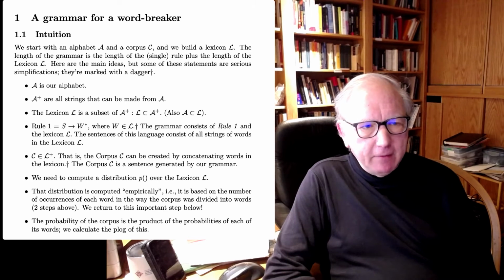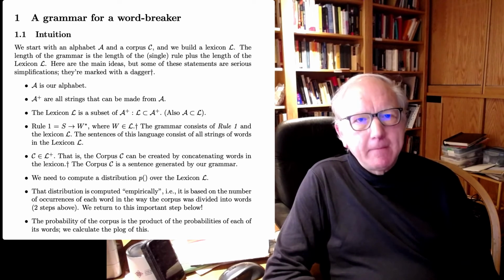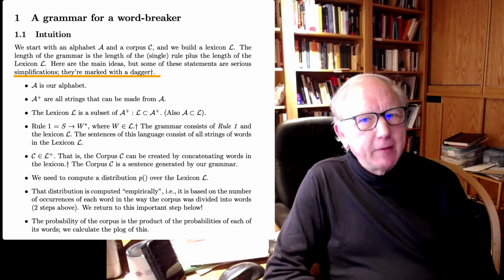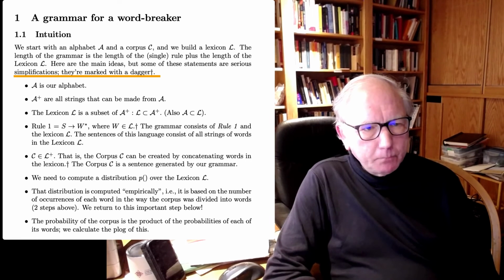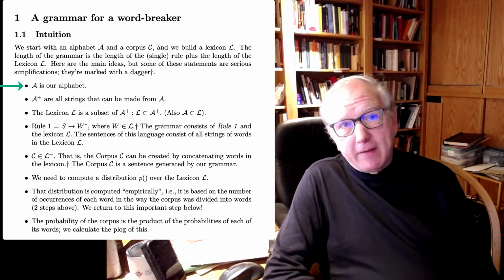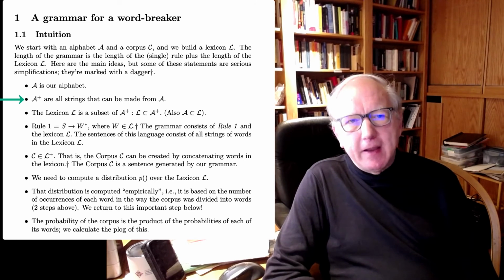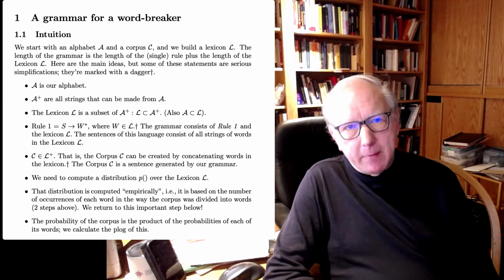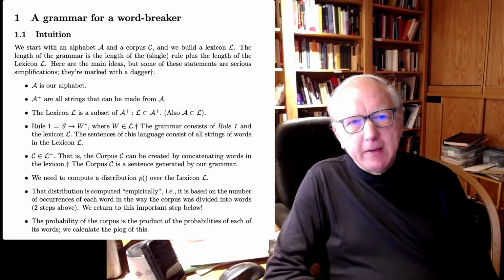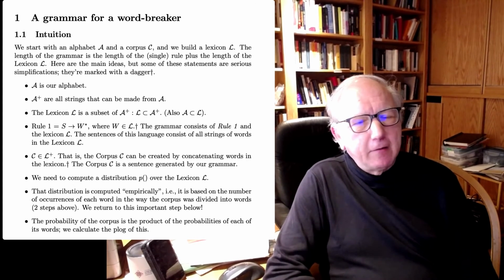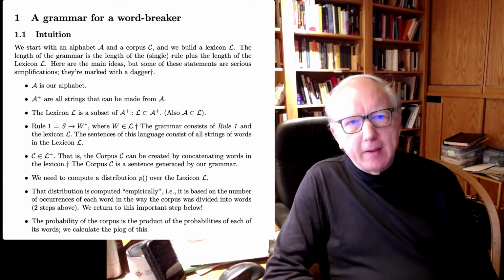So I have listed the main points here, and I'm oversimplifying on just a couple of them, and I've indicated those oversimplifications with a dagger. Okay, first point. A is our alphabet. That's simple enough. And then A plus is the name that we give to all the finite strings that can be made from A. That's just standard. I could say A star, but A star includes the null string, and we're not interested in the null string. So we use A plus.